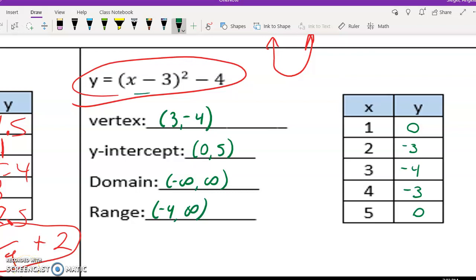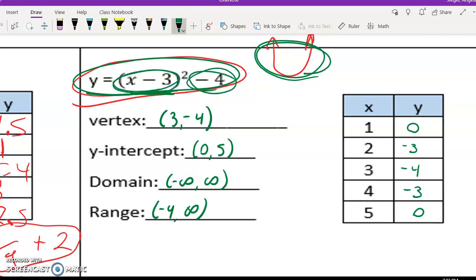Hey guys, so I wanted you to look at this function here, and the first thing that I want you to notice is that it's a parabola. The vertex starts at 3, -4. So that's where I got that. Remember, never trust your x's, so 3, -4.